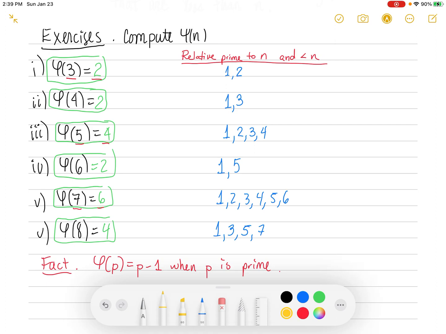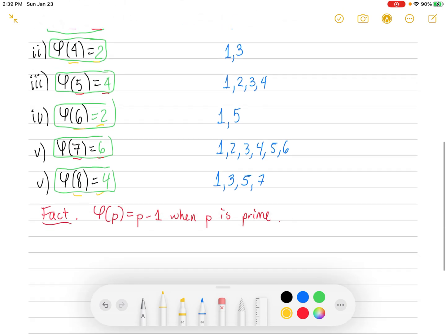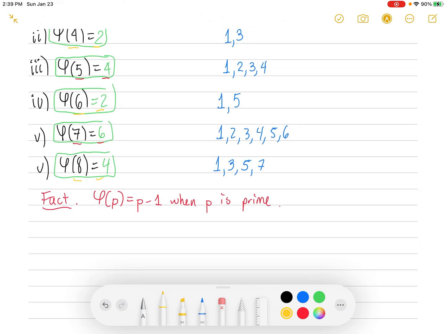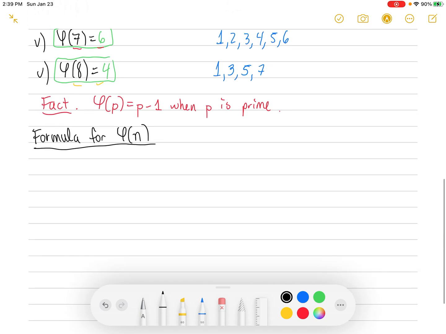Now when you look at phi of 4, you get 2. Phi of 6, you get 2. Phi of 8, you get 4. There's really no apparent pattern here, maybe if you look at this. But what we want to do is give you a formula for finding phi of n in general.